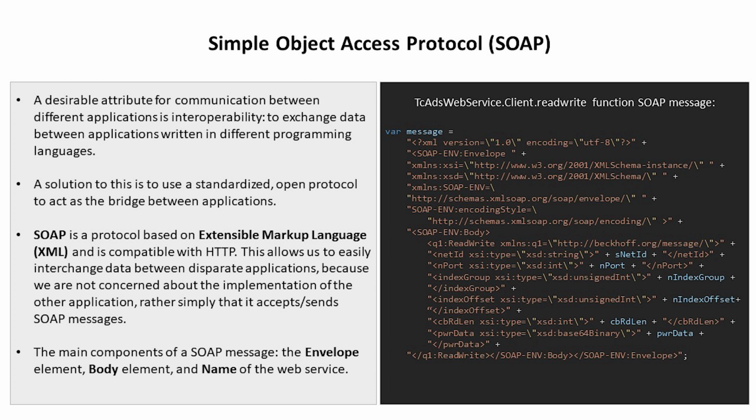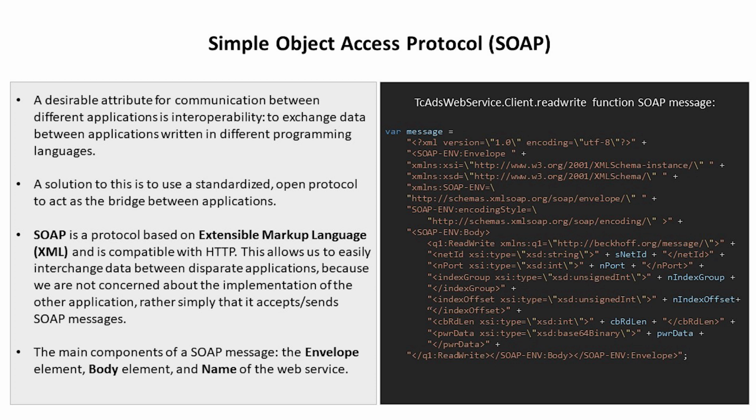So the TcAdsWebService.js file is a library with all of these classes and methods that are written to facilitate the communication between our web server and our TwinCAT runtime. And so you can see that this variable, this message, it's just a string that has been put into a certain format that SOAP accepts, and we'll see how that format has been defined in the next slide.